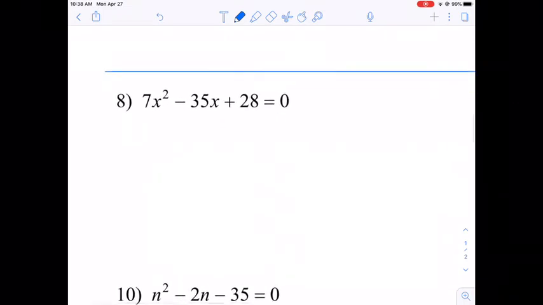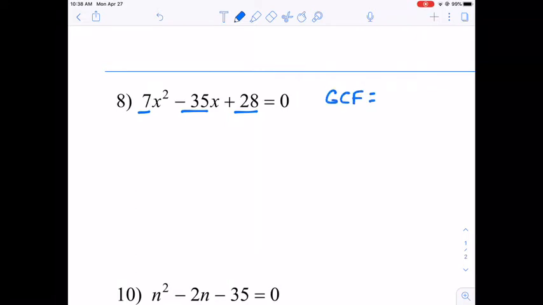Always check for a greatest common factor. I've got a 7, a 35, and a 28. Is there a number that goes into all three of those? Yes, 7 goes into all of those. So my greatest common factor is 7. Notice there is not an x in all three terms, so I cannot pull out an x. I'm going to pull the 7 out, and then I'll see what is left in the polynomial.